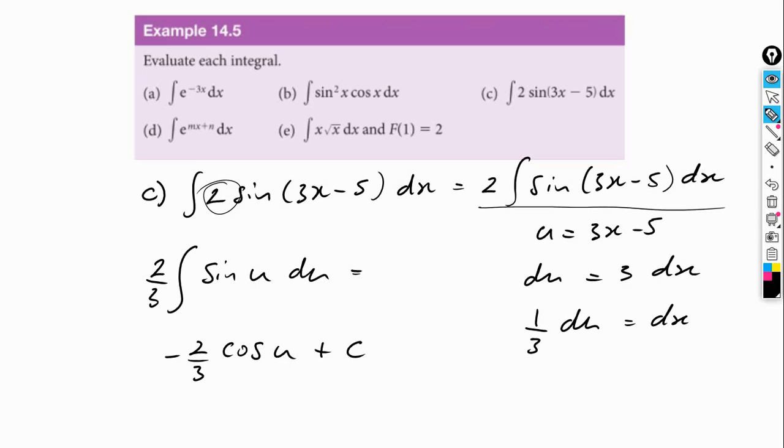And then we can just plug back in what we had for u, which is this expression, 3x minus 5. So this would just equal minus 2/3 cosine of 3x minus 5 plus c.